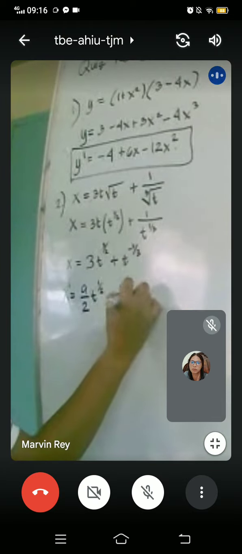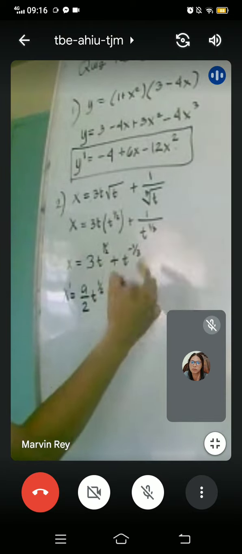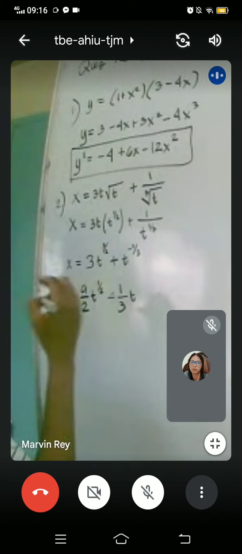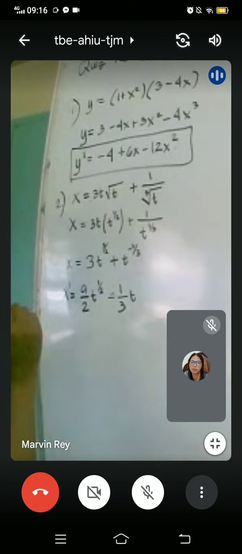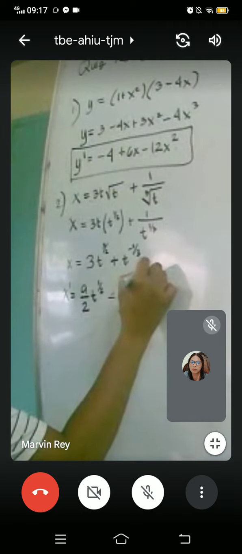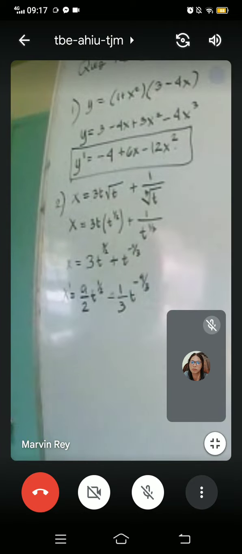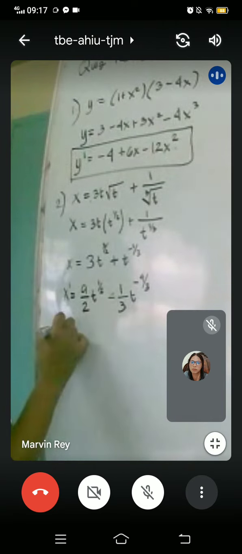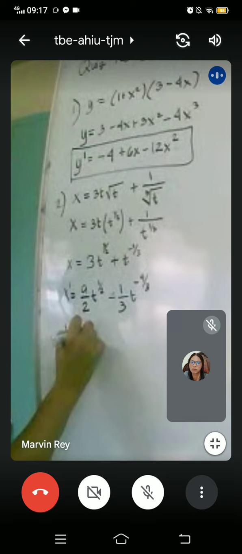So negative 1/3, t to the negative 1/3 minus 1. Since both numbers are negative, therefore we add them. So negative 1/3 minus 1 is negative 4 over 3. Actually, that is already the answer, but I'll just give 3 points. Since this can be simplified, so x prime is just equal to 9 over 2.